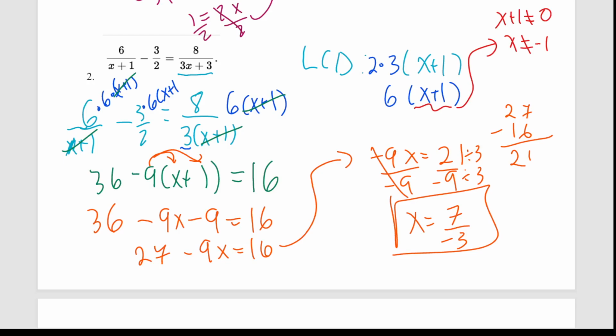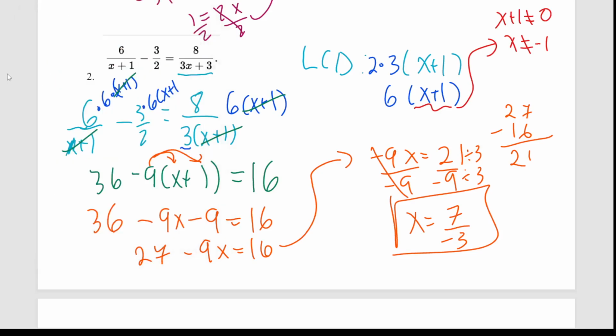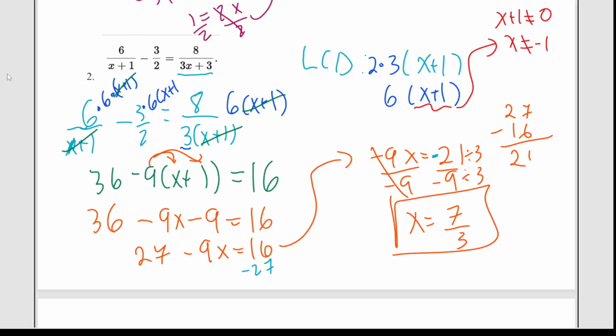But I made a small error again. What was that small error that I made? When I did 16 minus 27, I should have noticed that that was a negative, and a negative divided by negative is a positive. So that final answer would actually be positive. So always take a moment to sort of recheck over your work like that to notice if you made a small sign error in that fashion.